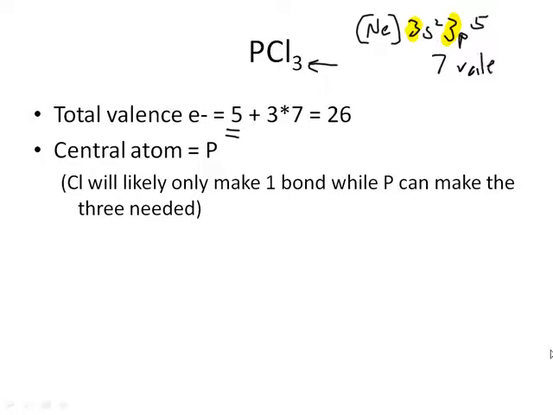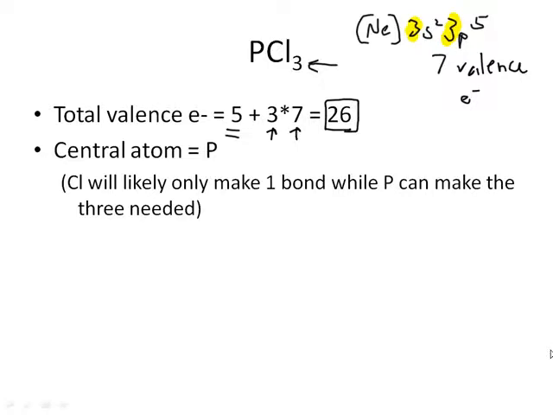7 valence electrons in each chlorine. That's why we have 3 sevens, for the fact that we have 3 chlorines, and each one has 7 valence electrons. My total number of valence electrons is all those things added together, and that gives me a grand total of 26.